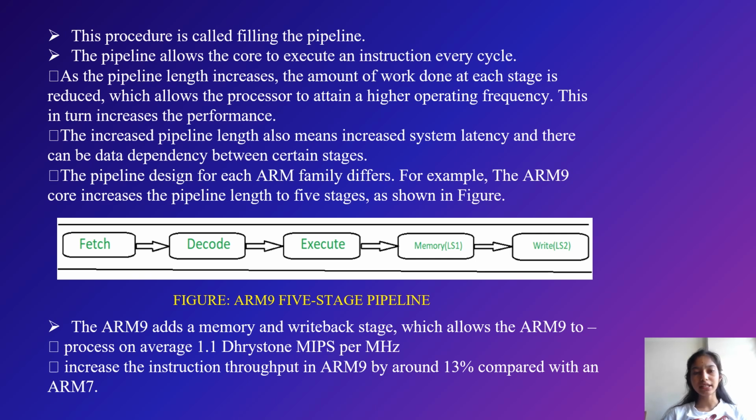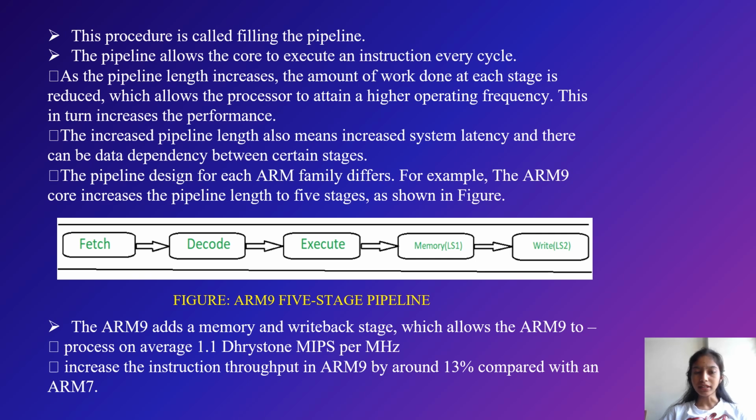The pipeline designs for each ARM family differ. For example, the ARM9 core increases the length to 5 stages as shown in the figure: fetch, decode, execute, memory and write. This is the figure of the ARM9 5-stage pipeline.